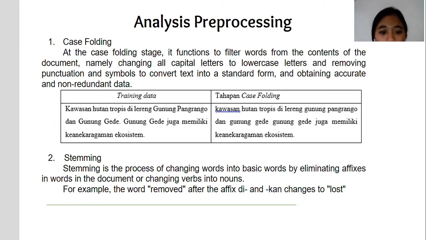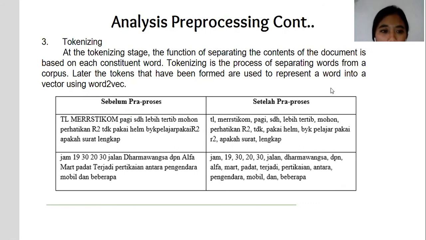Second, stemming. Stemming is the process of changing words into basic words by eliminating affixes in words in the document or changing verbs into nouns. Third, tokenizing. At the tokenizing stage, the function is separating the contents of the document based on each constituent word. Tokenizing is the process of separating words from a corpus. Later, the tokens that have been formatted are used to represent a word into a vector using Word2Vec.